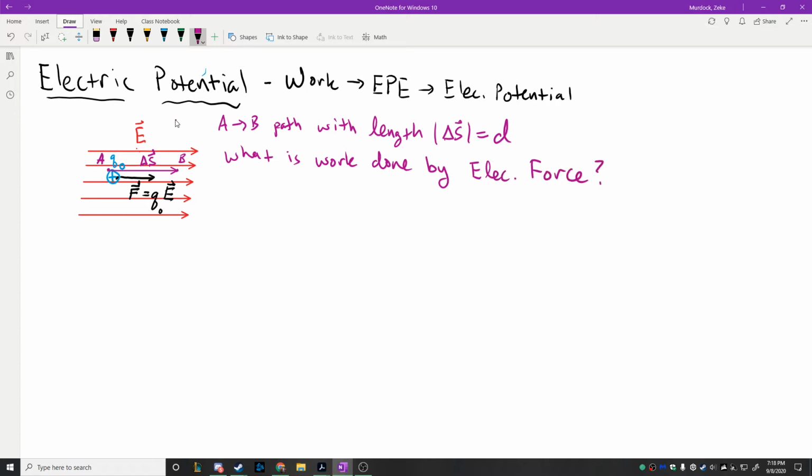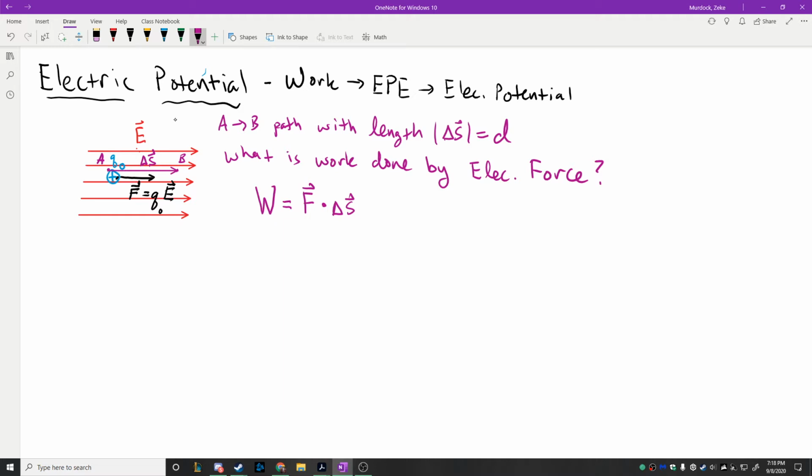We'll say more specifically the electric force. How do you calculate work done if the force is constant? How do I find the work that's done? Just the force times the distance, basically, right? And if I want to write that in a more specific way, we could use the dot product and say that it's basically just that force dot product with the displacement vector. So dot product with delta S.